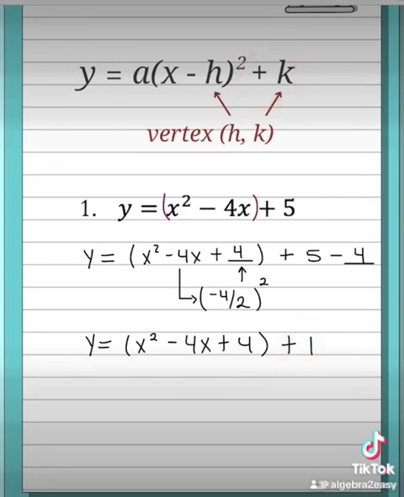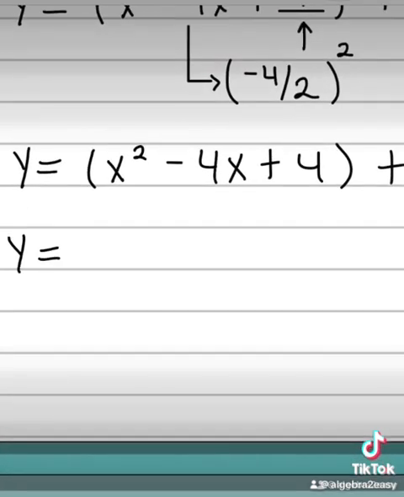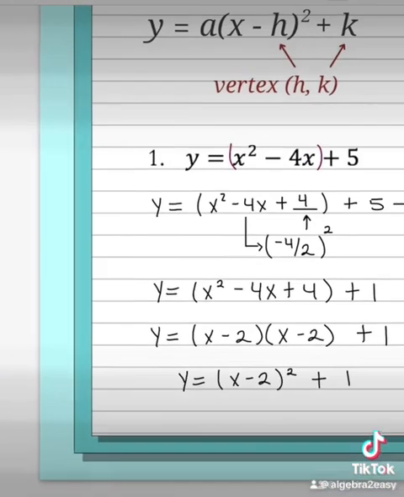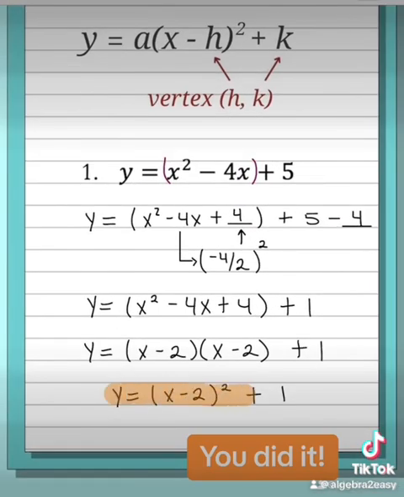We now need to rewrite this quadratic as a binomial being squared. So what two numbers multiply to give me 4 and add to give me negative 4? Well, that would be x minus 2 times x minus 2. This is why we call it a perfect square trinomial. Both of these factors are the same, so we can rewrite those as a binomial x minus 2 being squared. And then we have our plus 1. Now your equation is in vertex form.